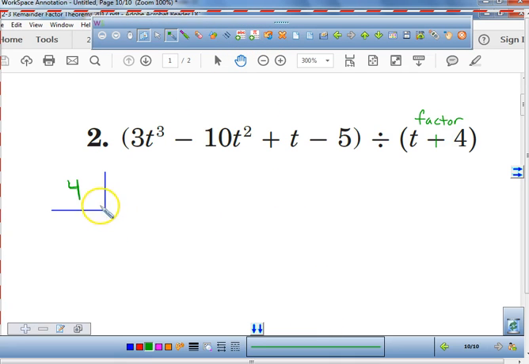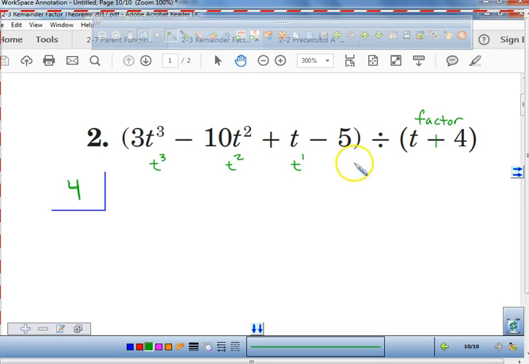So right now, we're going to use a 4. The next thing I want you to do is we're going to label the t's. We're going to start with t cubed, then we're going to go to t squared, then t to the first, then t to the 0.